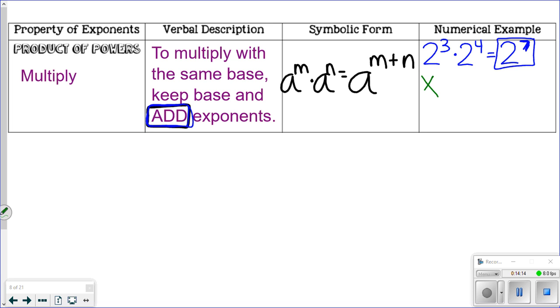Next example, and I want you to try to do this one on your own. X to the 8th power times x to the 7th equals, keep our base, which is x. And again, we're adding the exponents. 8 plus 7 is 15.